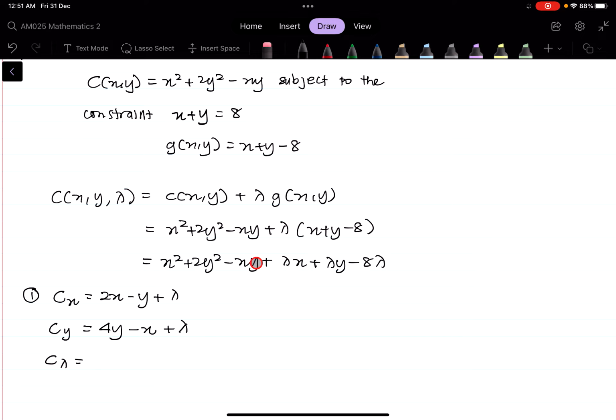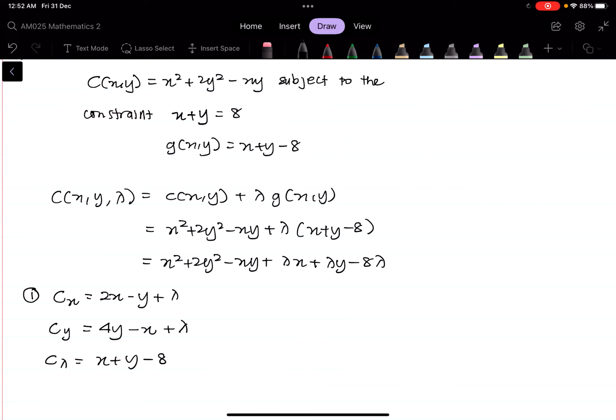Now C sub lambda. So we can differentiate this one with respect to lambda. If we see the terms x squared plus 2y squared minus xy, there is no lambda, so they become 0. If we differentiate lambda times (x plus y minus 8) with respect to lambda, we get x plus y minus 8. Or we may simply just copy down the x plus y minus 8.